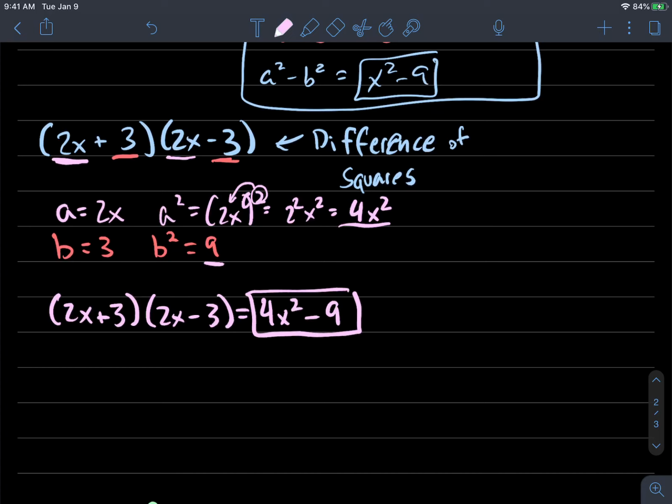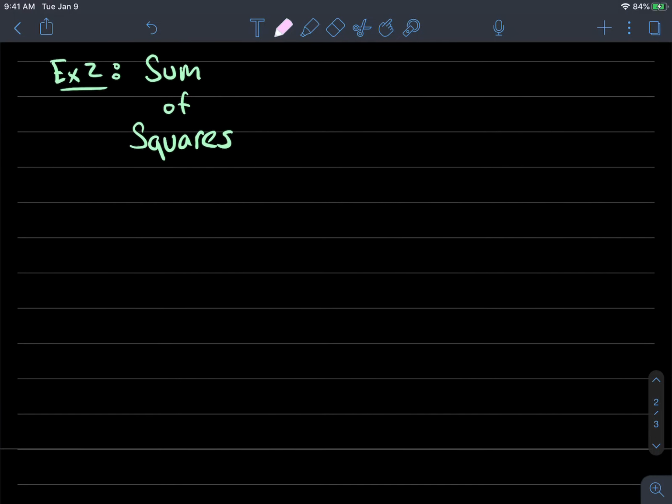If you don't believe me, you can go ahead and FOIL it out. I can leave that as an exercise for you guys. You're just going to have to take my word for it. And we're just going to move on ahead to what is called a sum of squares.